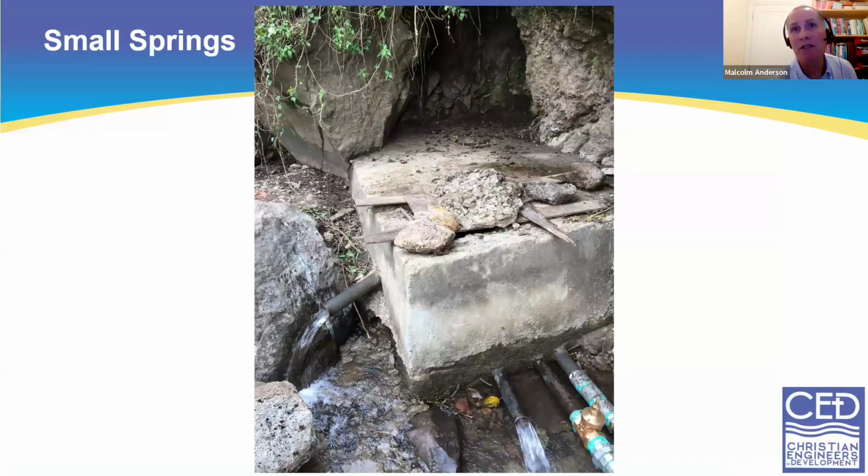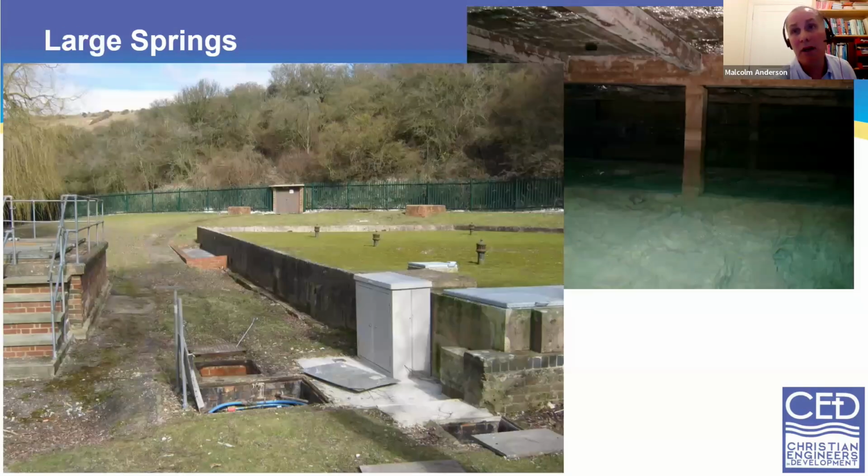Small springs can be just stuck at the side of a river or pretty much anywhere. This one's in Ethiopia. It's got an overflow and then a couple of pipes sticking out the bottom, carrying the flow to the villages below. Springs can also be large. This is an example from England.